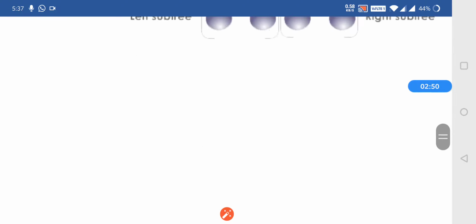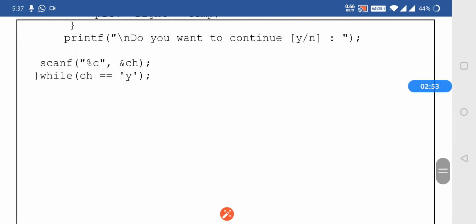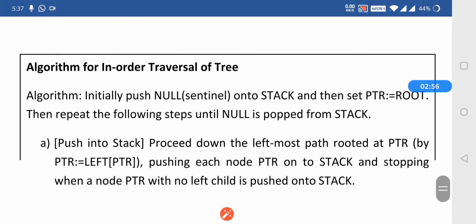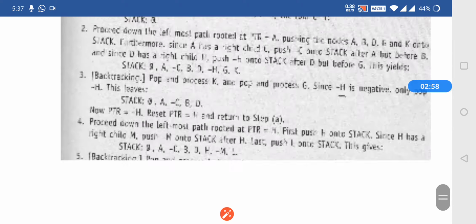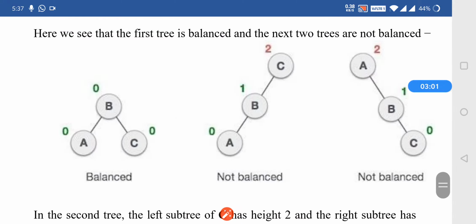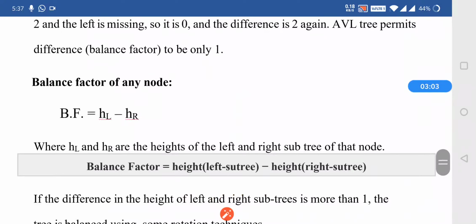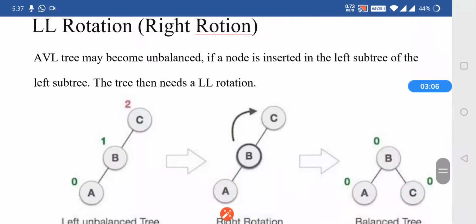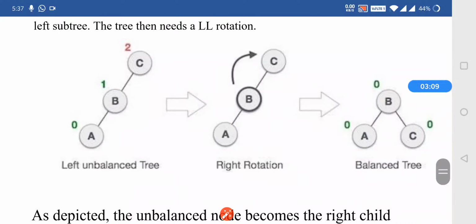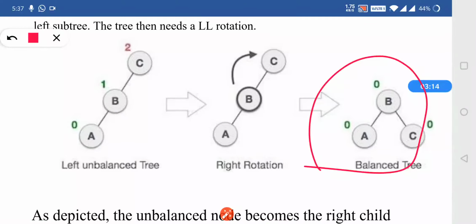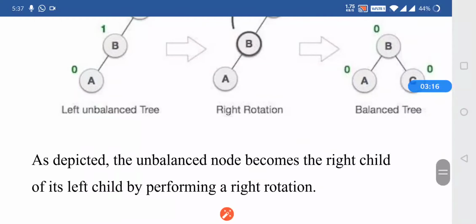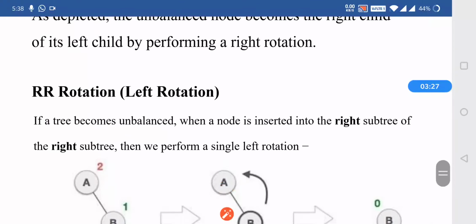So by doing the LL rotation we have seen what we have done: first we found out which is the node that is unbalanced, and then we took it to the bottom by the right rotation. We can see over there that by the right rotation this is your balanced tree, that is LL rotation. Means in this rotation the unbalanced node becomes the right child and the tree becomes balanced, that is LL rotation.